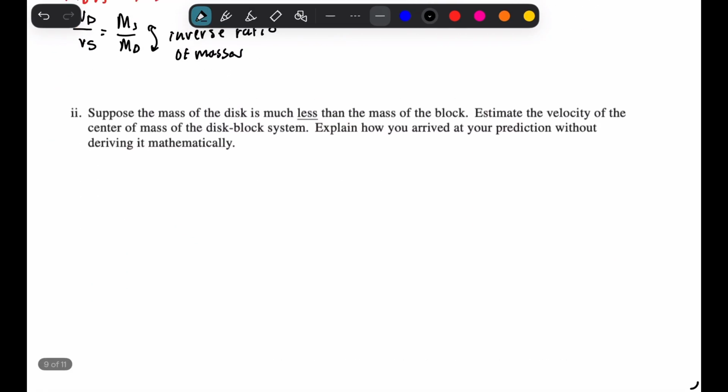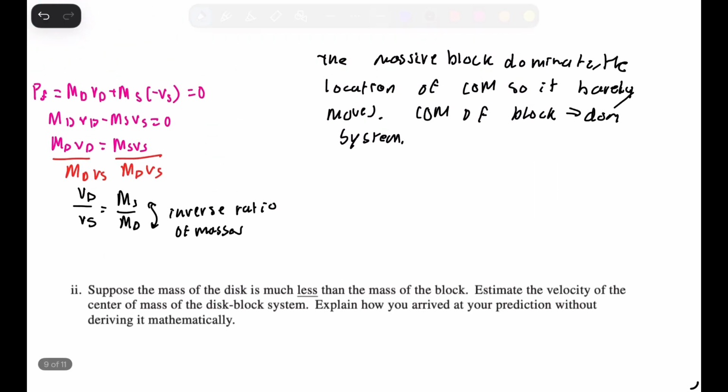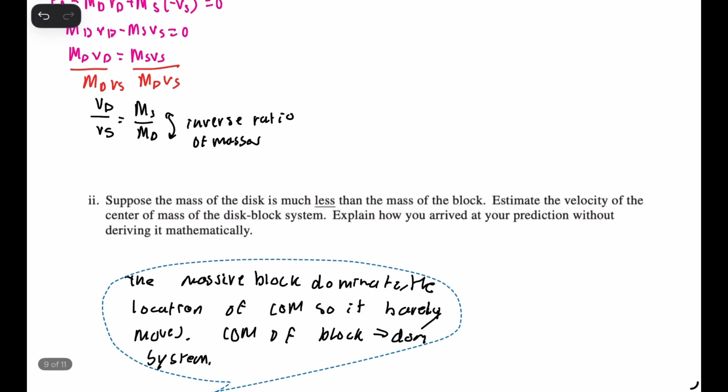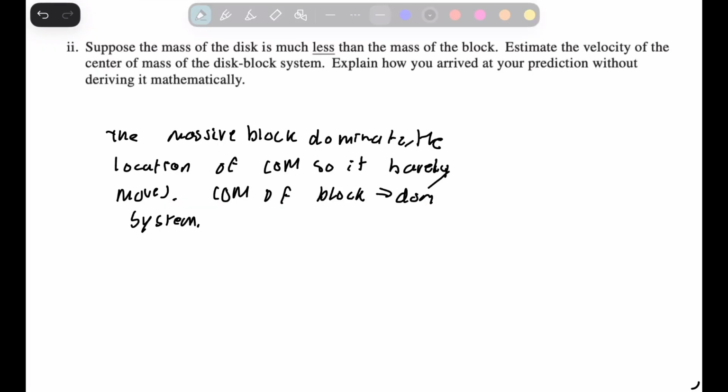Now for this second question, suppose the mass of the disk is much less than the mass of the block. Estimate the velocity of the center of mass of the disk block system. Explain how you arrived at your prediction without deriving it mathematically. So we're going to say that the mass of the block dominates the location of the center of mass, so it barely moves, because having a larger mass is going to influence how the mass is distributed. So the center of mass wants to be closer to where all of our total mass is, right?